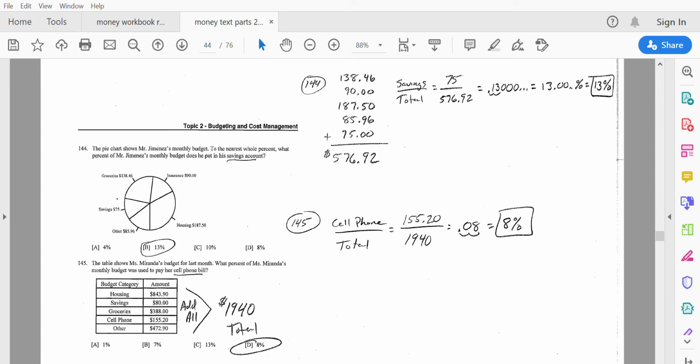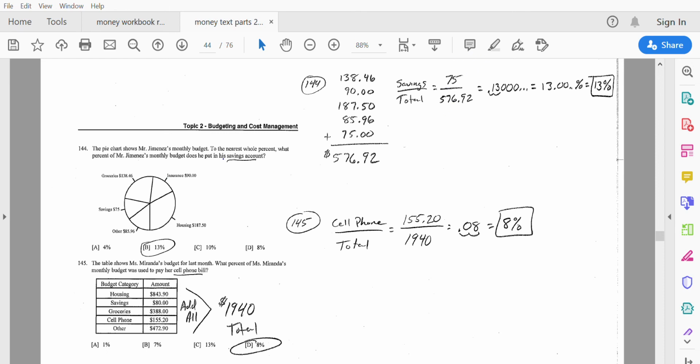So savings is right here. So we're looking at this. Again, this is not as easy as problem 140 where we can just look at it. There's some numbers here that are pretty close. 13, 10, and 8 are all fairly close. So we're looking at the part of savings. That's what they want. So that goes on top. So that's $75 is the part we're looking for.